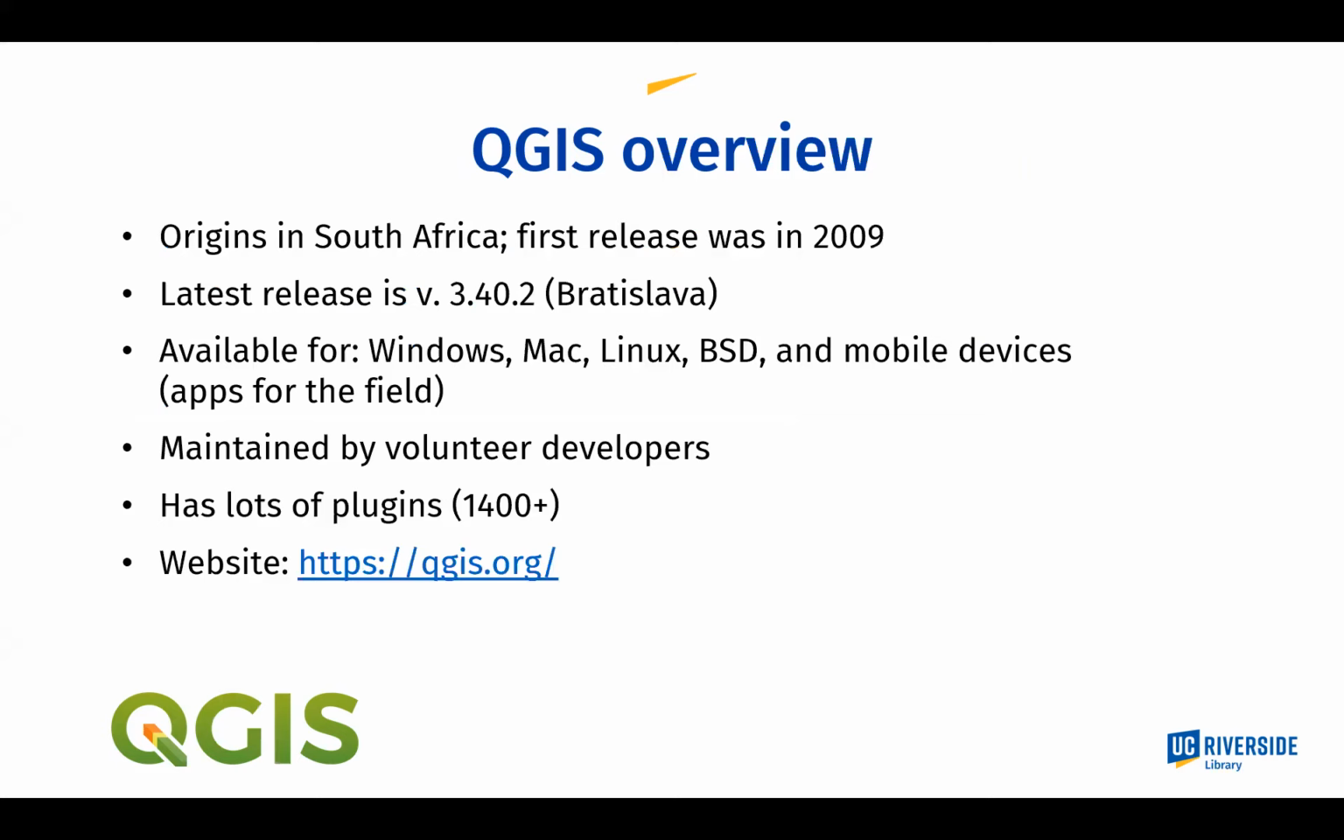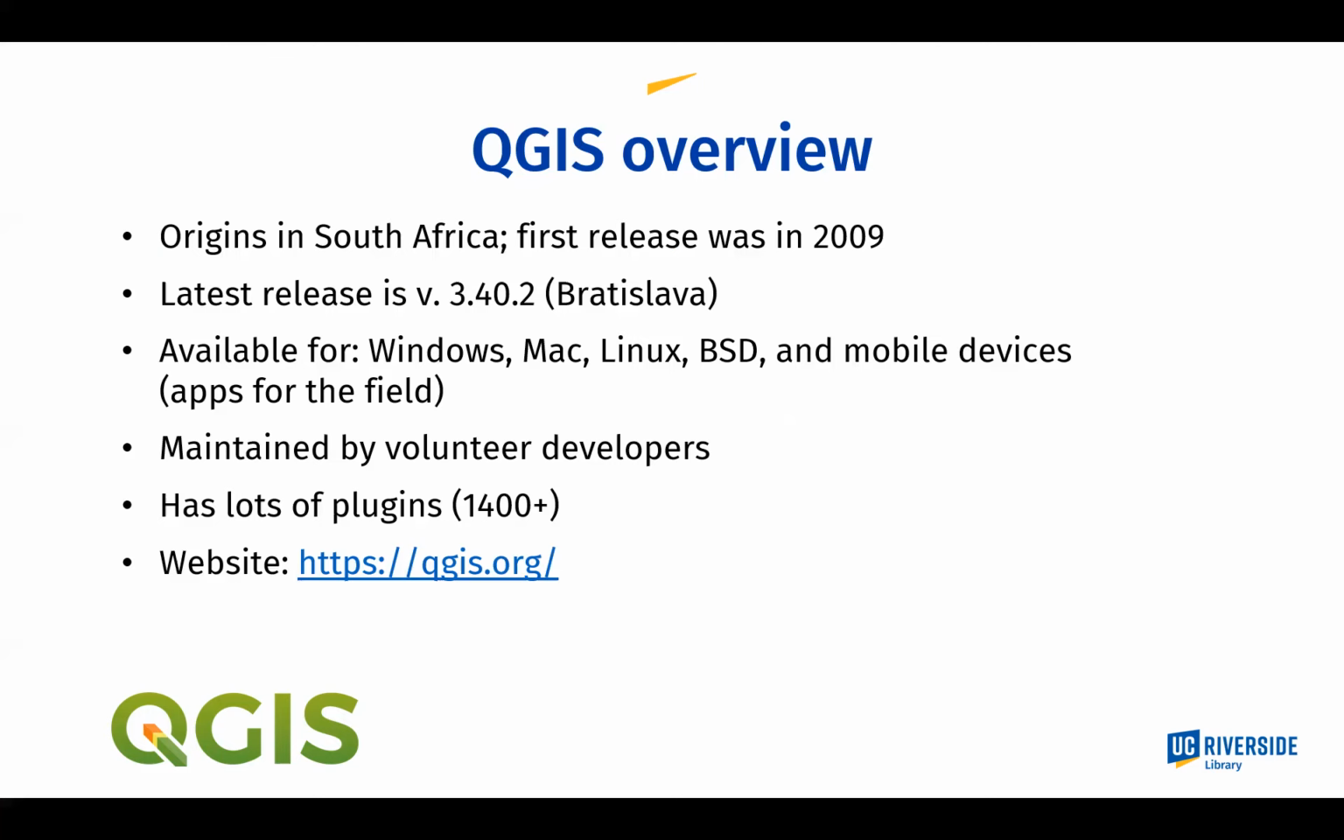3.40.2. And what they do is they also give each version a name that's like the place name, like a city name or something like that. So that's why this one is called Bratislava. And they release new versions pretty frequently. It's really hard to keep up. So I think it's very robust in terms of the number of versions they release in a year.